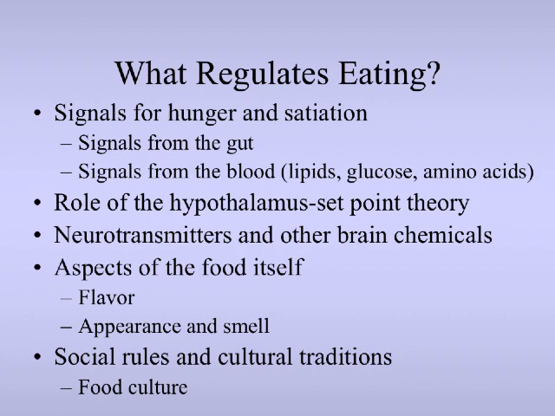The blood sends signals in regards to our nutrient levels, particularly lipids, glucose, and amino acid levels. And it sends that information up to the brain, particularly up to the hypothalamus. And it's really the role of the hypothalamus to monitor our hunger and satiation.